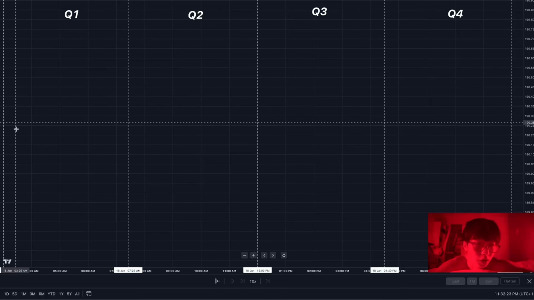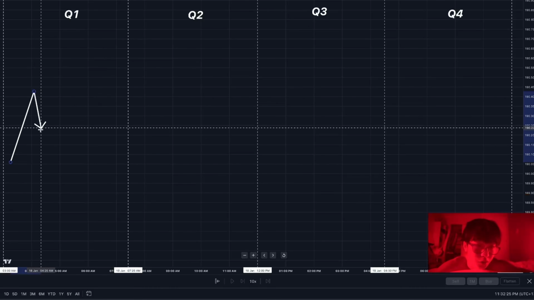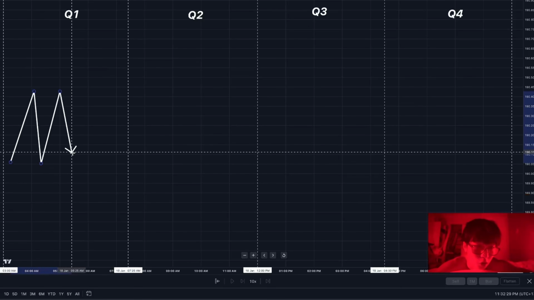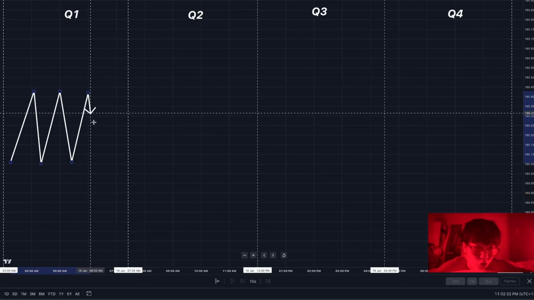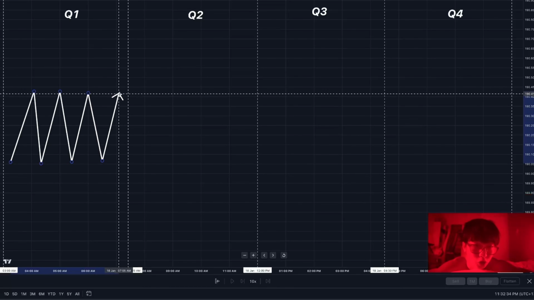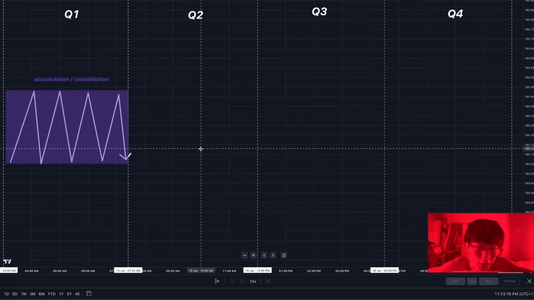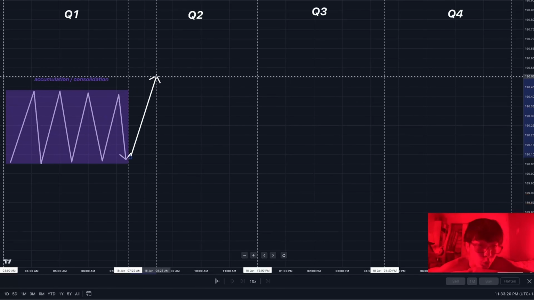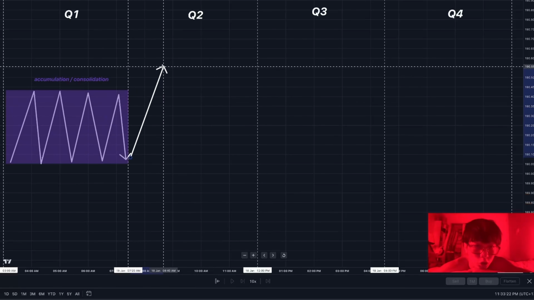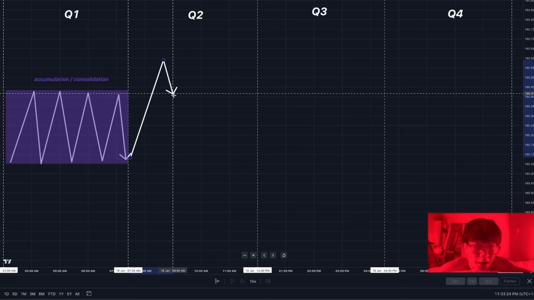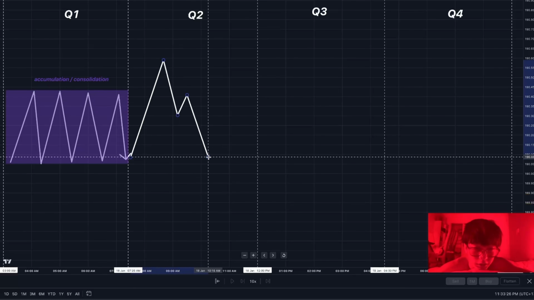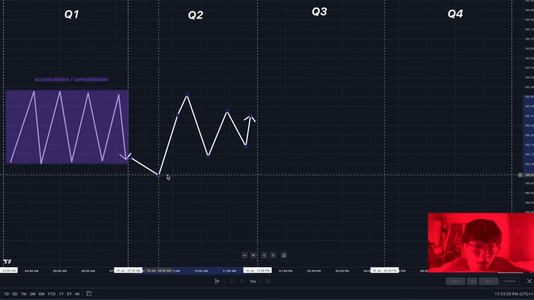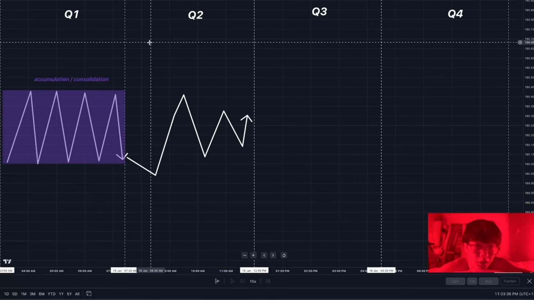So in terms of price action, in quarter 1, we want to see accumulation or consolidation. This is when price is not really trending bullish or bearish, but it's just chopping inside of a range. Then in quarter 2, we want to see something that looks like a liquidity sweep or a fake out. So we want to see price take out the high and then reject heavily back to the downside, or we want to see price take out the low and then reject heavily back up to the upside.